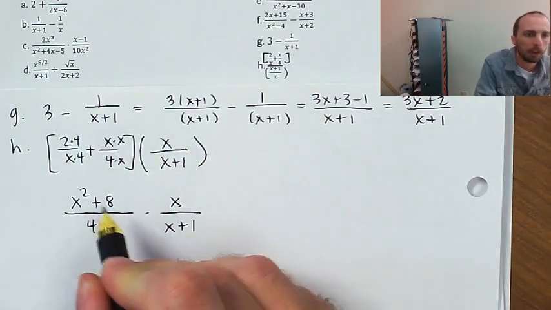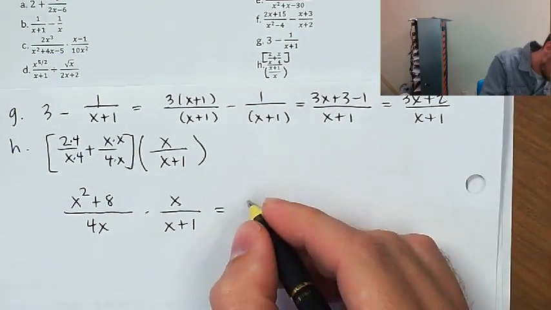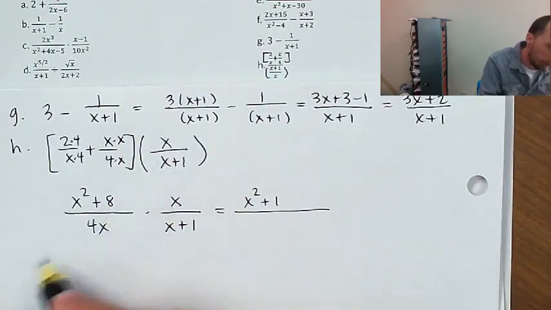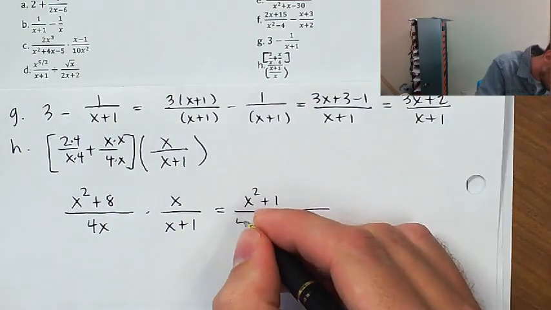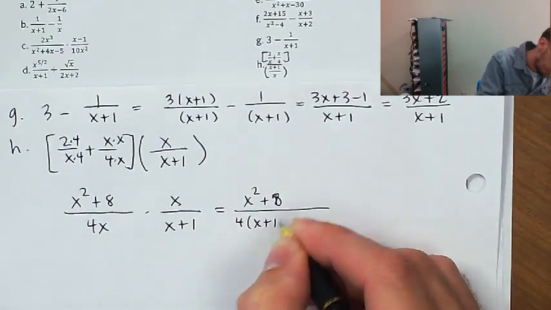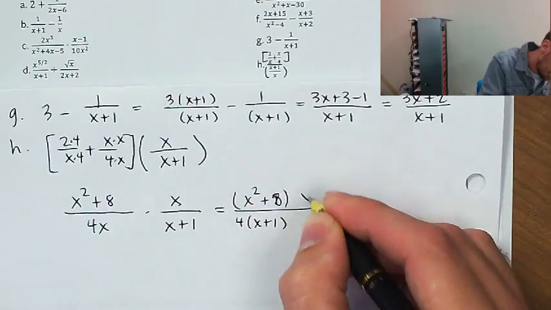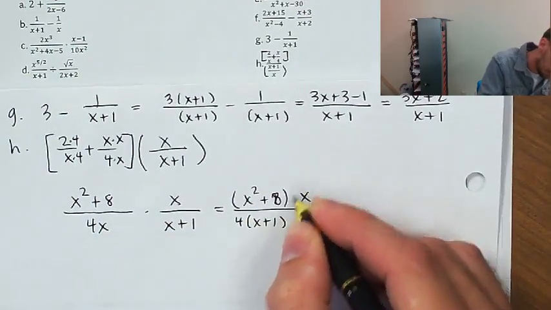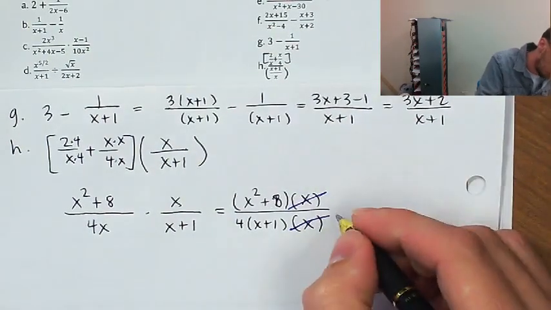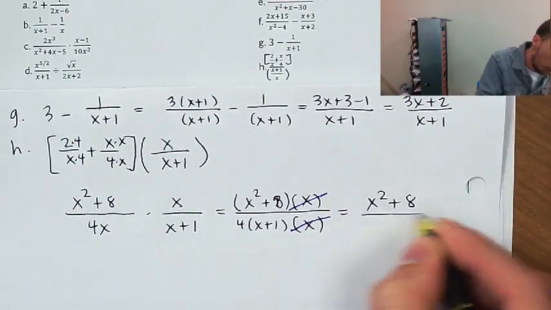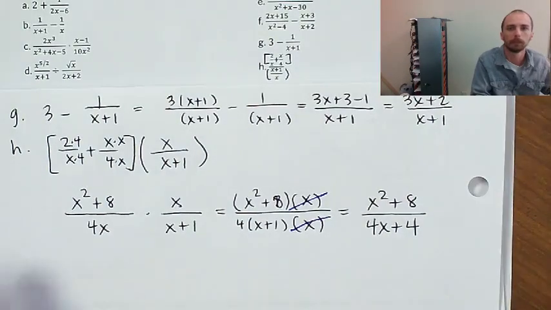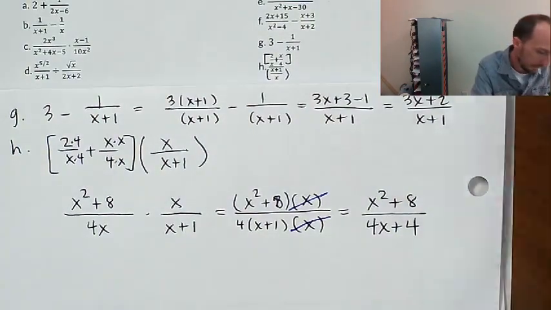Okay. And now the x plus 1 and the x squared plus 8, there's nothing I can really do with that. The 4, there's no whole number multiplied by anything that I can cancel off with, so I'm going to just call that 4. Wait, x squared plus 8, pardon me. 4 times x plus 1, but then I have this times x, and I also have this x down here. So I can cancel those off and be left with x squared plus 8 over 4x plus 4.